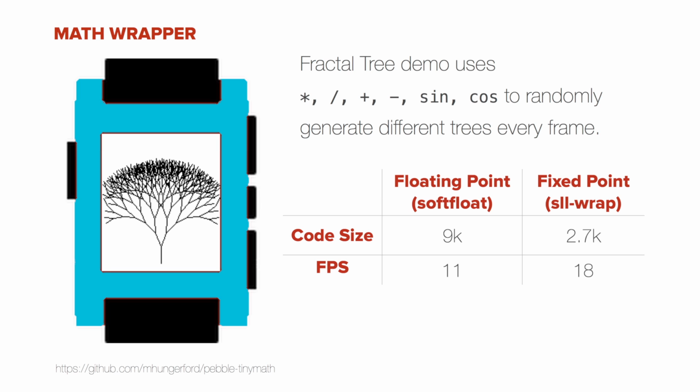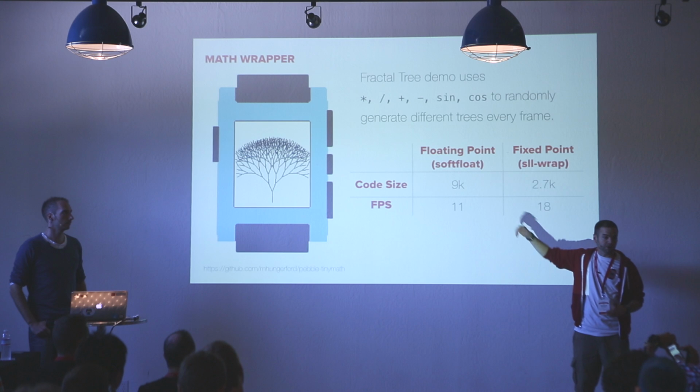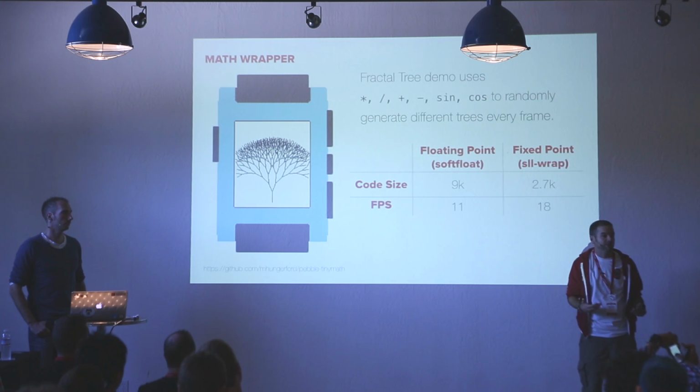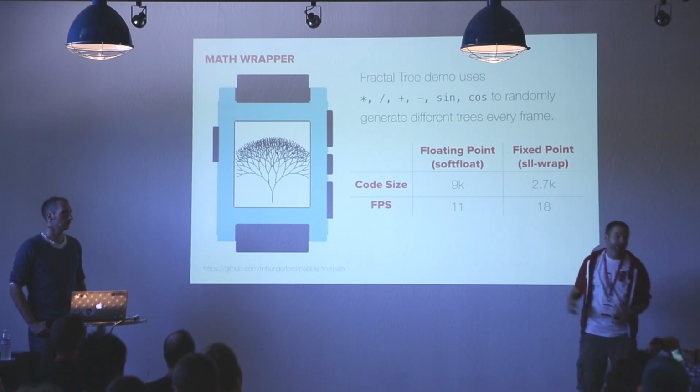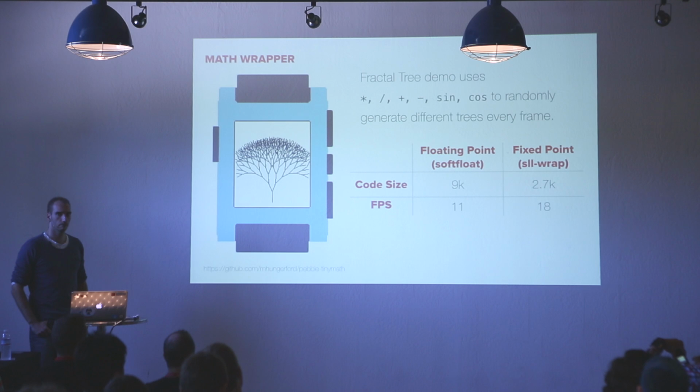So we have a 6.3 kilobyte savings. And then for frames per second, since this operation is a little different, we're not directly wrapping everything, we're actually calling these functions, we're getting almost twice the performance, but not the tenfold we saw earlier with the direct Mandelbrot.